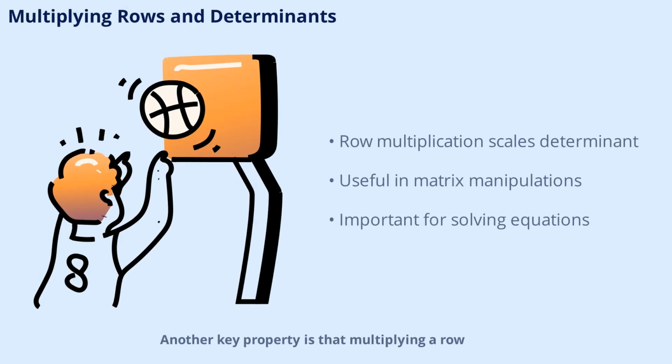Another key property is that multiplying a row by a constant multiplies the determinant by that constant. This is useful when scaling matrices or performing row operations. It helps in understanding how determinants change under different matrix manipulations. This property is especially important in solving systems of equations and finding matrix inverses.